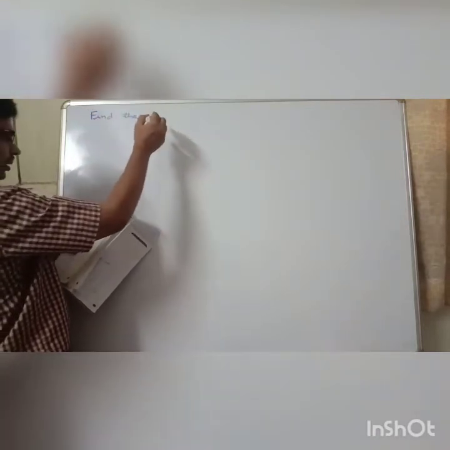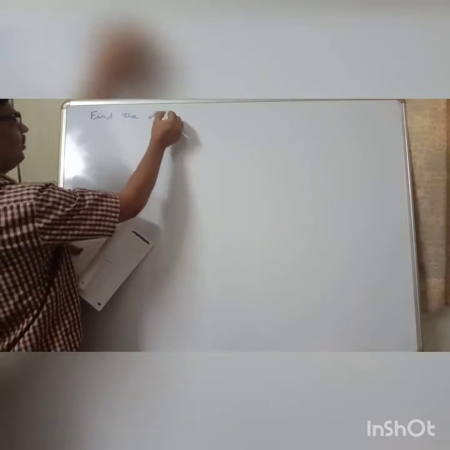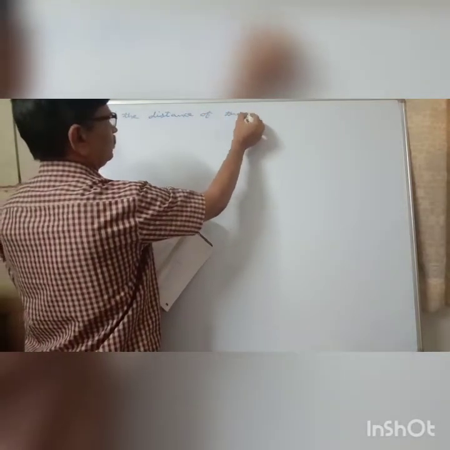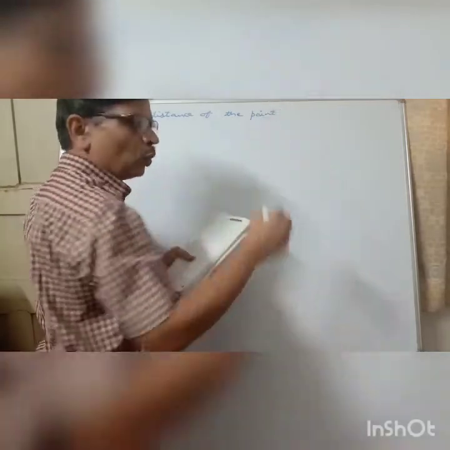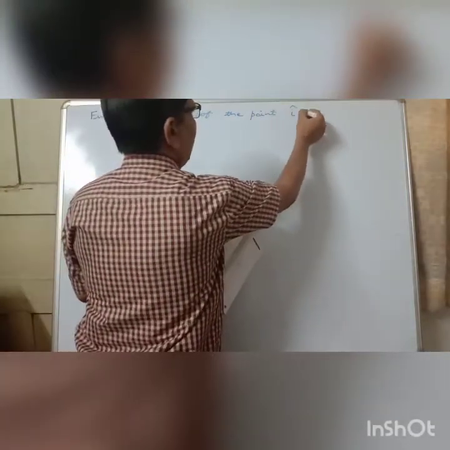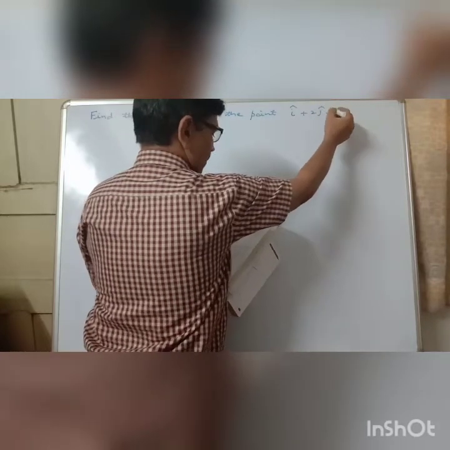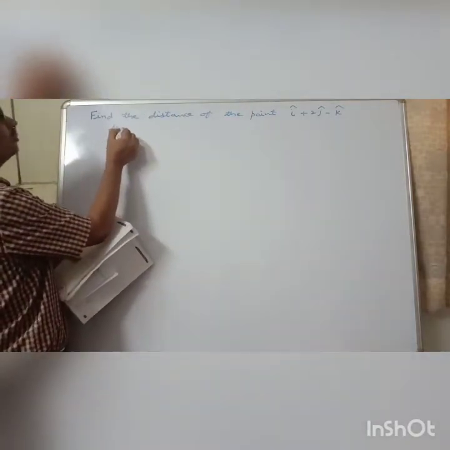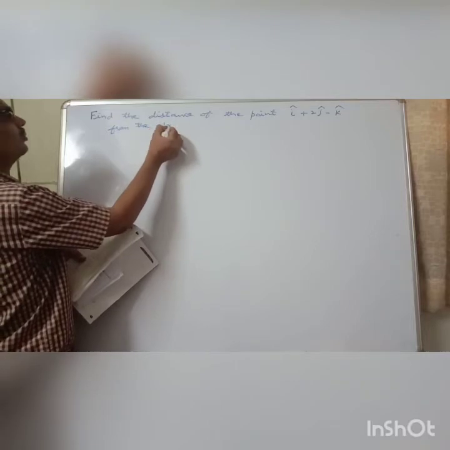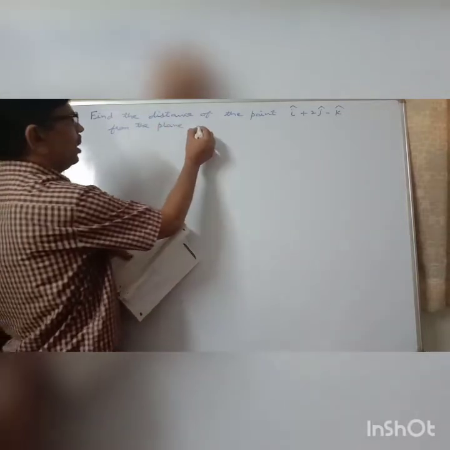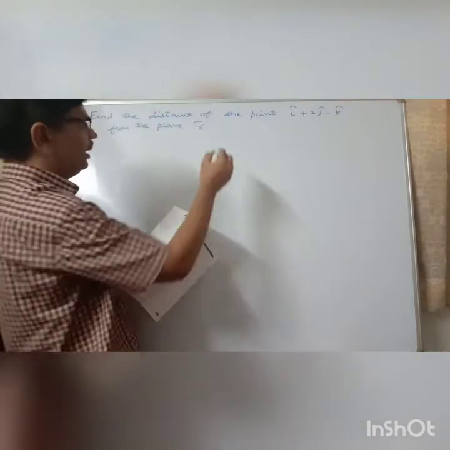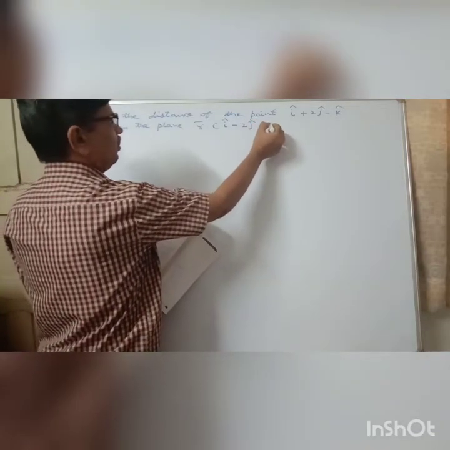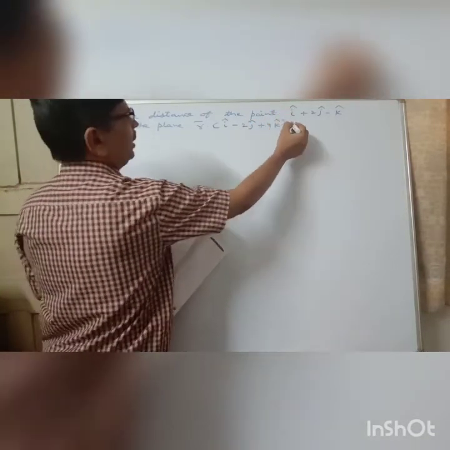Find the distance of the point with position vector i plus 2j minus k from the plane r bar dot in bracket i minus 2j plus 4k equal to 10.